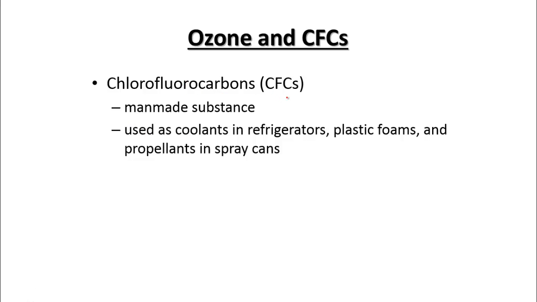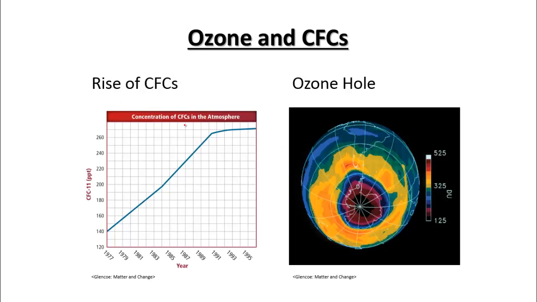Chlorofluorocarbons are kind of ozone's enemy. Chlorofluorocarbons, or CFCs, are a man-made substance, so we have to make them. These CFCs were used as a coolant in refrigerators, plastic foams, and propellants in spray cans a long time ago, and now they're banned. As the concentration of CFCs in the atmosphere increased over time, we noticed that a hole in the ozone started to form.